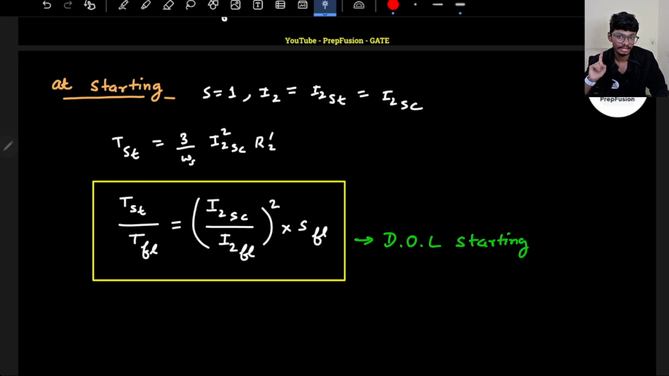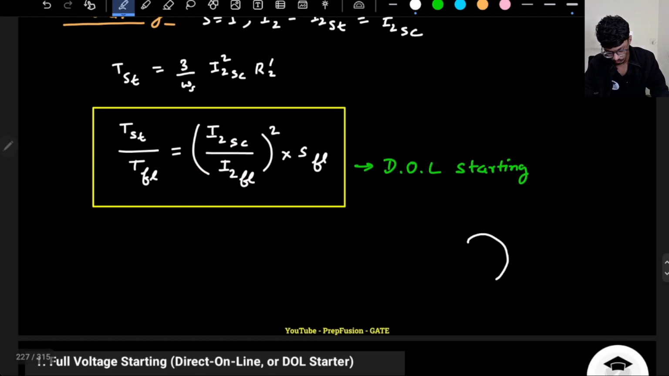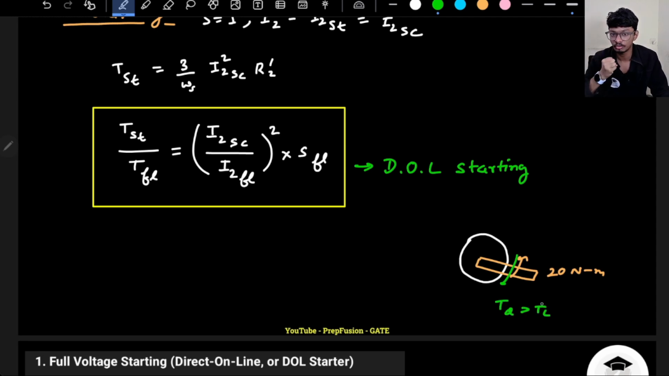So what will happen if the starting torque is lower? Let's say I have a motor here, and the load torque is 20 Newton meter in this direction. Of course the motor will generate a torque in the opposite direction, to nullify this torque and for the motor to start rotating. How will it start rotating? The developed torque must be greater than the load torque. So that's why initially the starting torque will be much higher. Let's say it is 40 Newton meter.